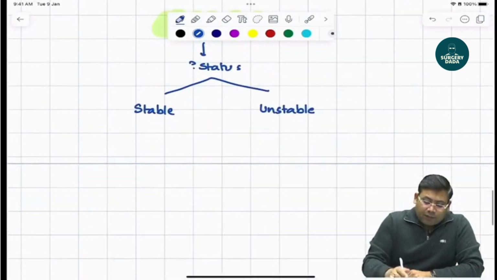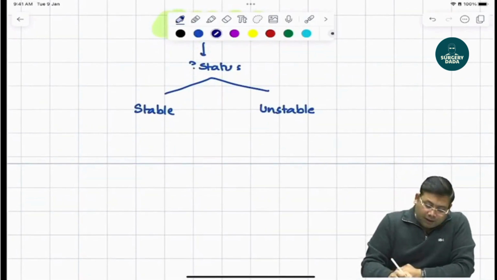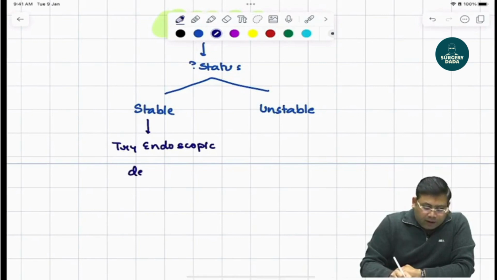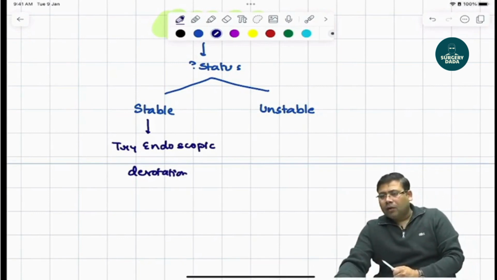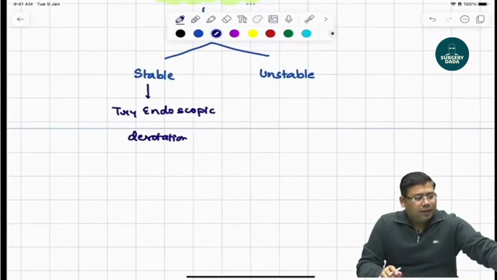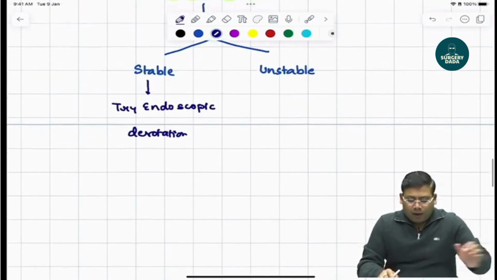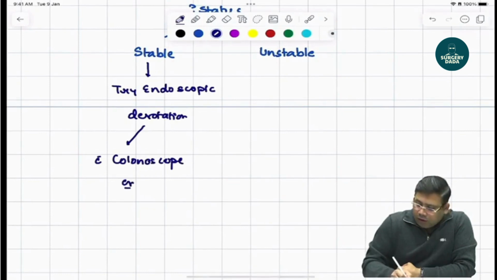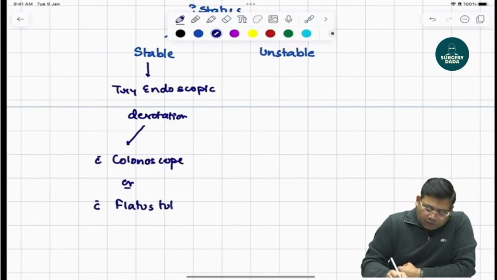Let us see. If the patient is hemodynamically stable, the next thing is try endoscopic derotation. This is what is very important. If the patient is unstable, what is the management? Let us understand. Okay. When we talk about endoscopic derotation, how do we do this? With the colonoscope, or with the classical flatus tube. So we have a flatus tube, we have a colonoscope.